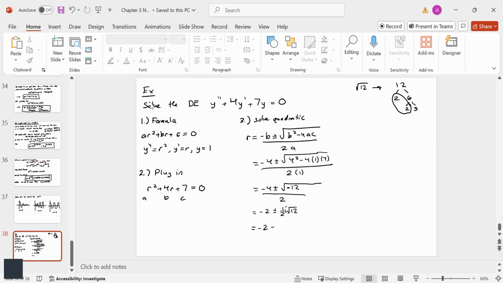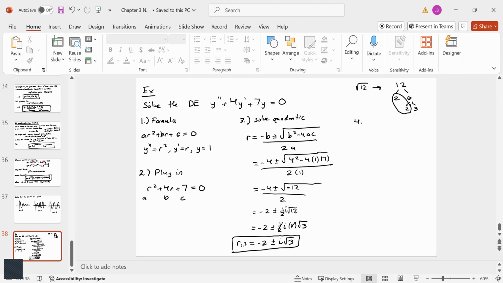So then I get negative 2 plus or minus 1 half i times 2 square root 3. Whatever doesn't get paired up stays back inside and you multiply, right? And so these cancel each other out. And then I get negative 2 plus or minus i square root 3. It is recommended you put the i in front of the square root versus behind, just so you don't think it's inside the radical. But there you go. That's my r1 and r2.